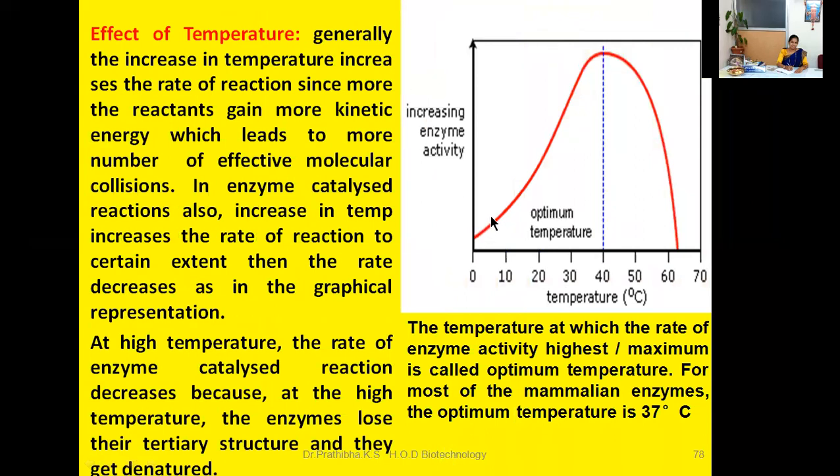Generally, the increase in temperature increases the rate of reaction, since the reactants gain more kinetic energy, which leads to a greater number of effective molecular collisions. In enzyme catalyzed reactions also, increase in temperature, see 10, 20, 30, 40 like that, increases the rate to a certain extent, then the rate decreases, as in the graphical representation. After the attainment of the optimal temperature, with further increase in temperature, automatically a decreasing curve can be observed.